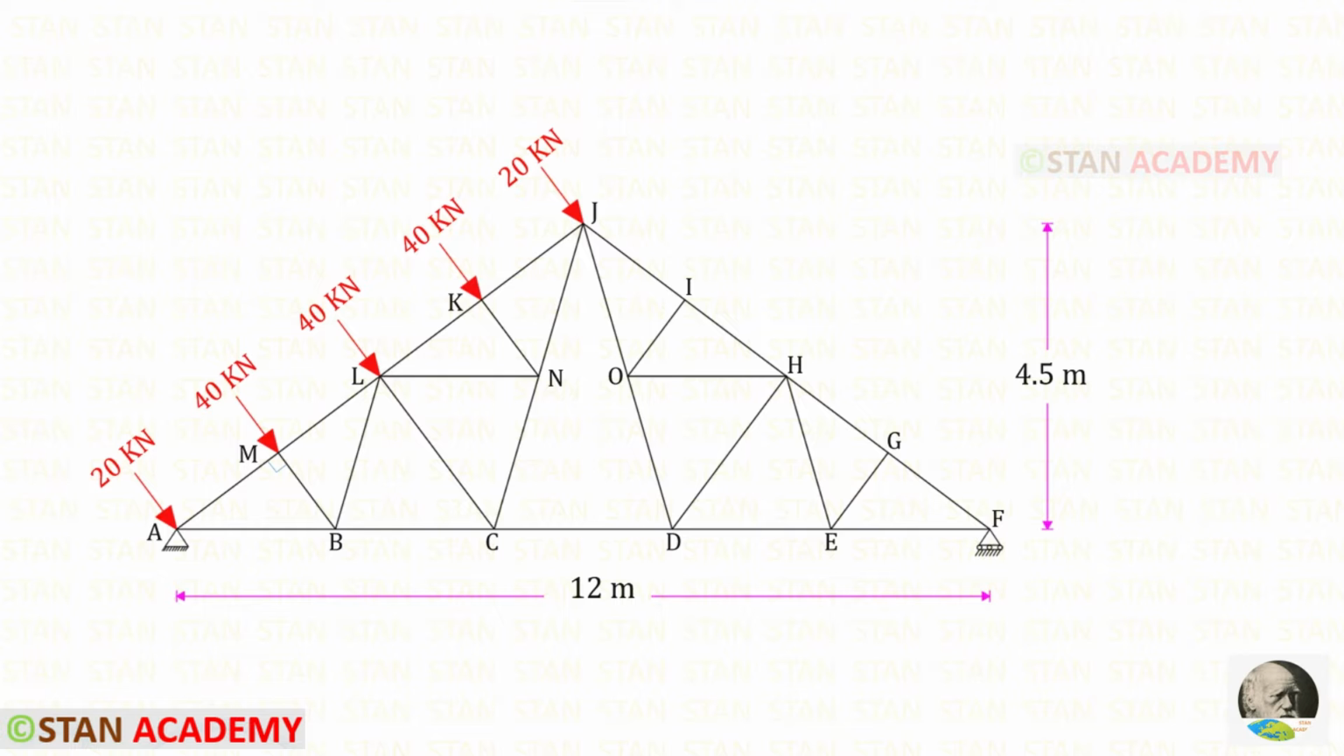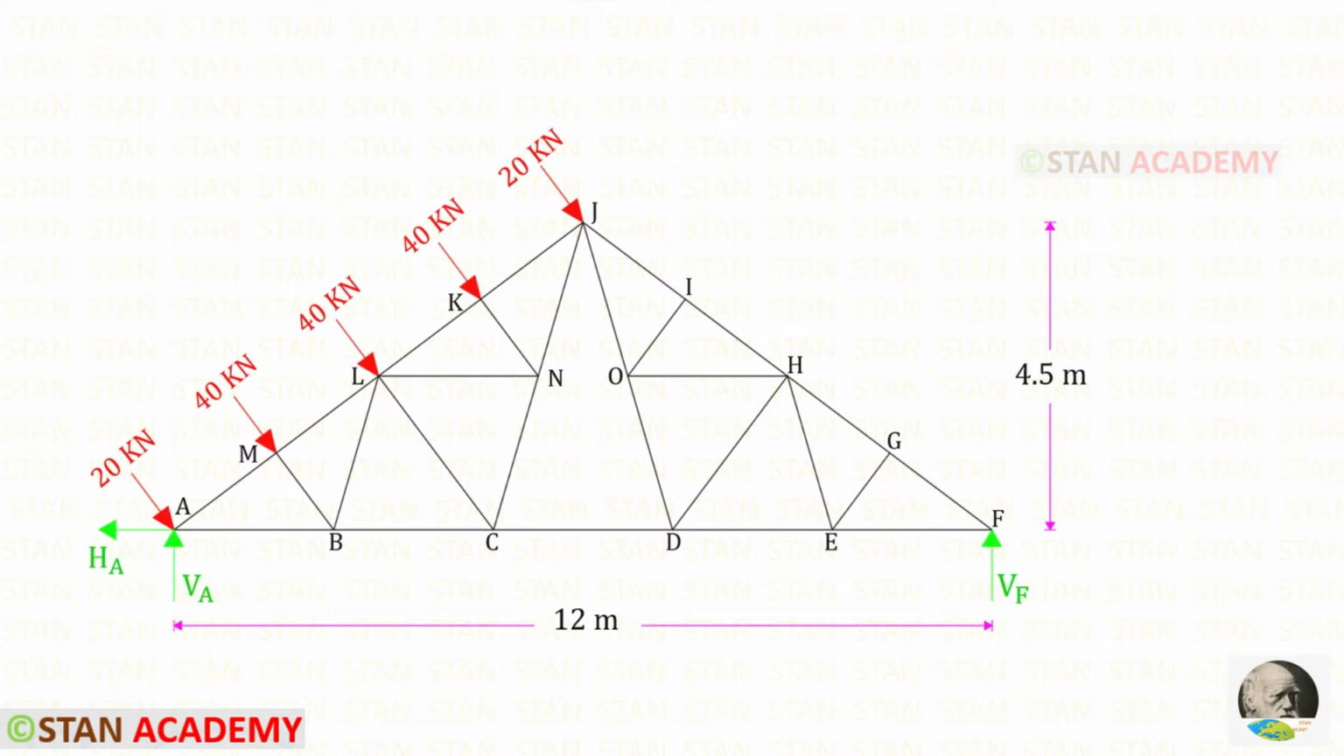In this truss, in the point A, there is a hinged support, and in the point F, there is a roller support. In the hinged support, there will be 2 reactions, and in the roller support, there will be only one reaction. We need to find these reactions. Before, we have to find this angle, and we have to find this distance.